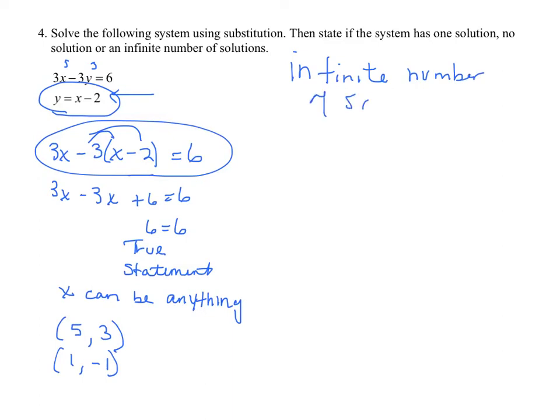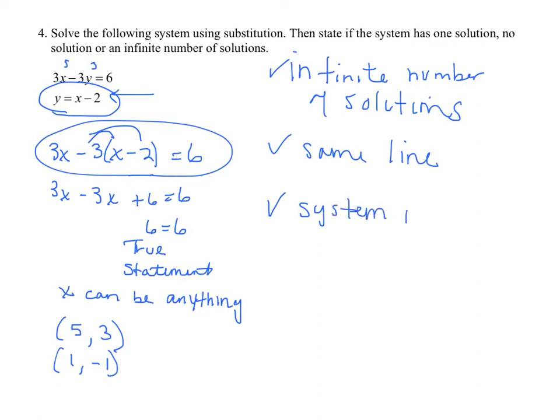of solutions. So what does that mean graphically? Graphically, it means that they are the same line. Good? And that also means that the system is called dependent.